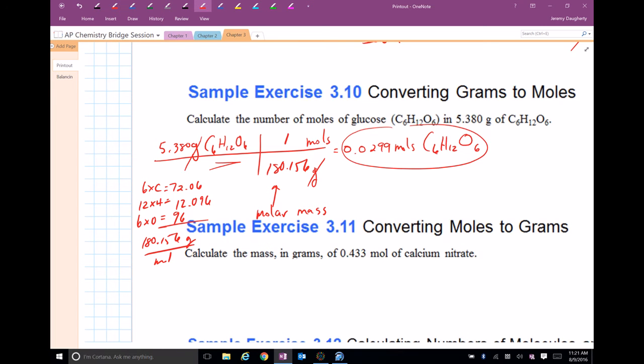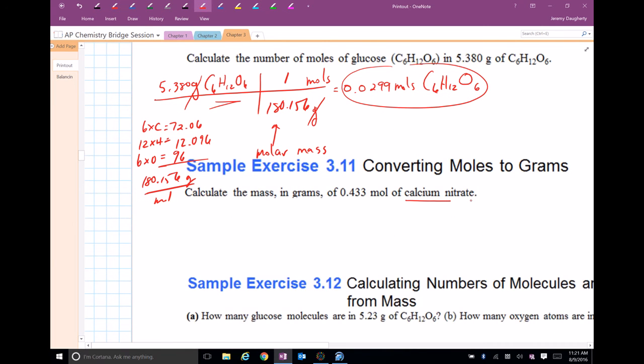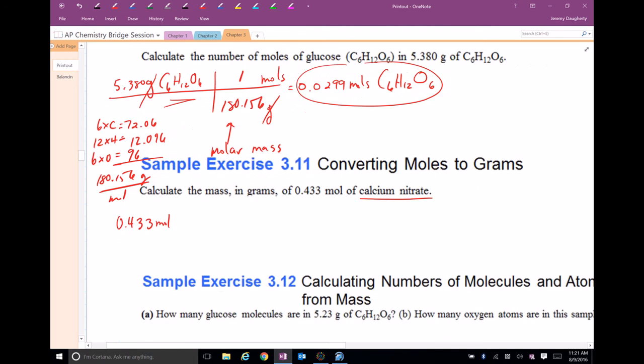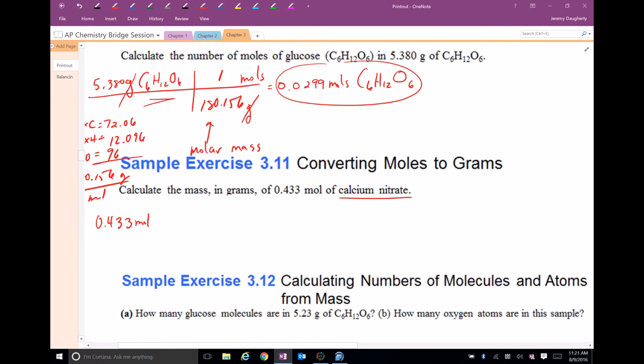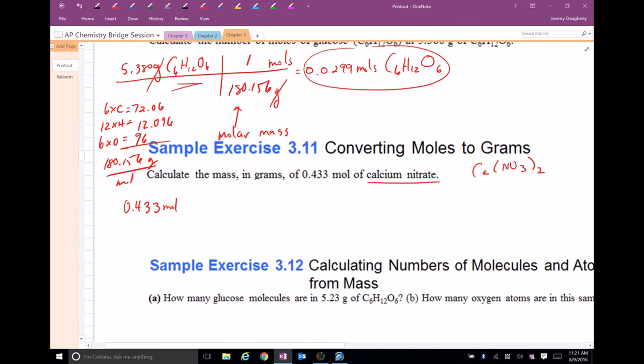Alright, let's look at another one. Come up with the formula for calcium nitrate without looking back at the other notes. We've got a chance here to try it out. Alright, calcium nitrate is Ca(NO3)2. So we're converting from moles to grams in this case, so basically the opposite process. So we have that many moles of calcium nitrate.